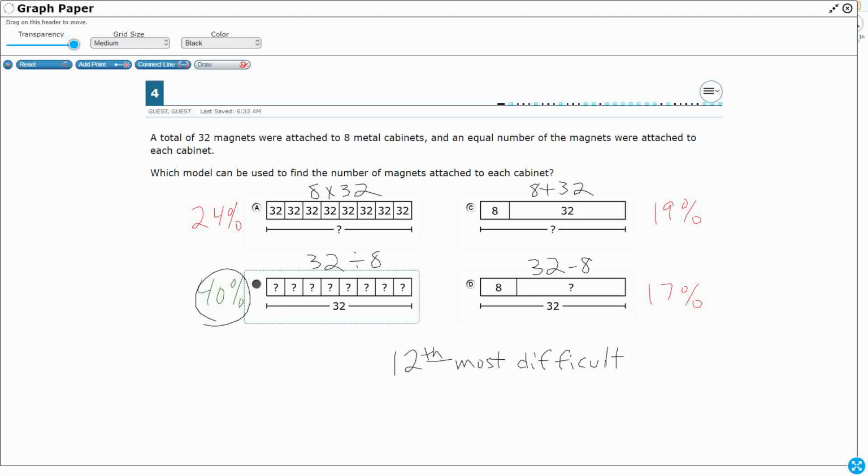So we need to make sure our students have enough practice with reading these problems, looking for a total. When you see a total, we know that that's going to be going across the entire strip diagram. And when we see an equal number, that equal groups is going to be our clue that we are going to either be multiplying or dividing.